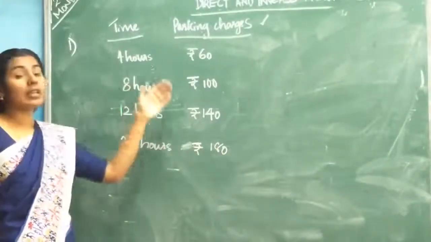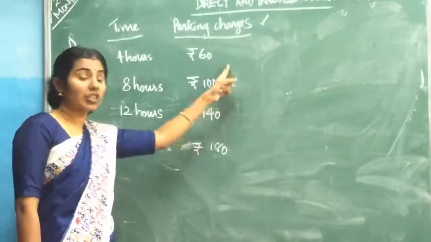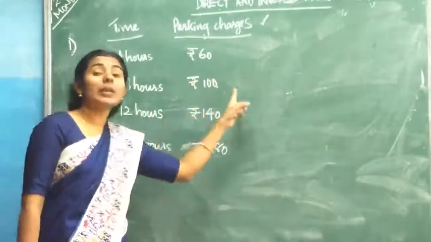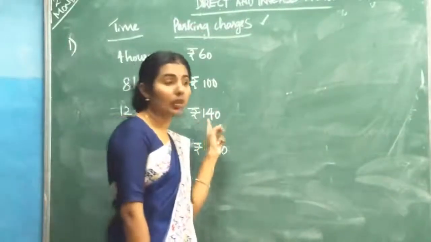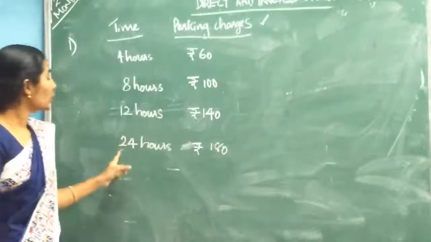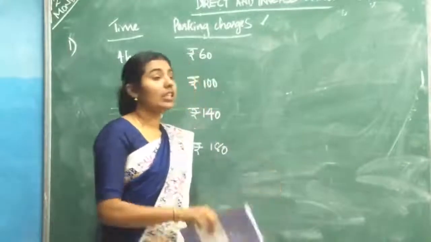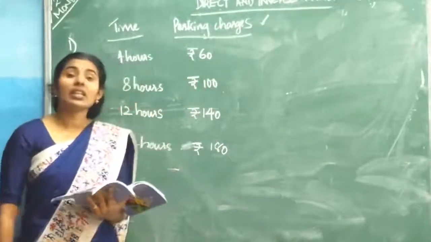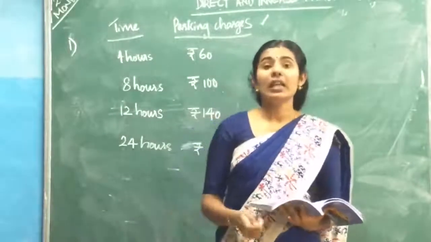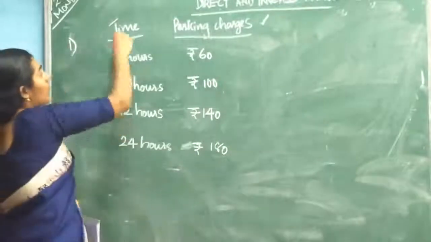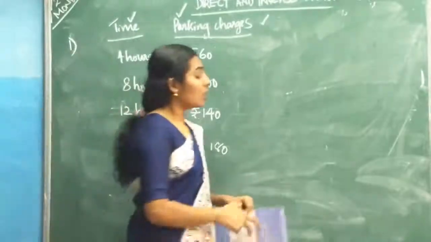Again you see, they have given car parking charges up to 4 hours, rupees 60, up to 8 hours rupees 100, up to 12 hours rupees 140, and up to 24 hours the car parking charge is rupees 180. Now you want to check if the parking charges are in direct proportion to the parking time. You want to check whether parking time and parking charges are both in direct proportion. So how to check that?